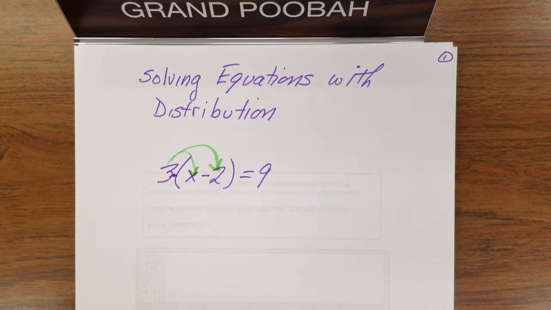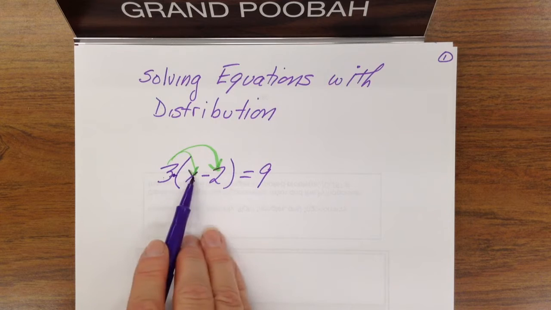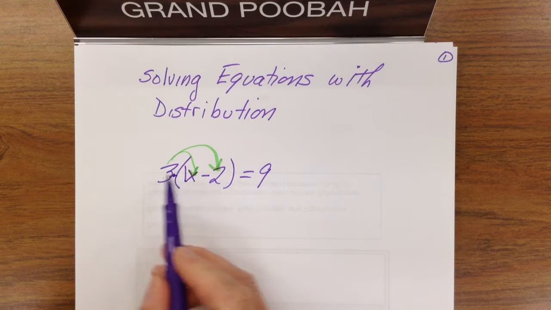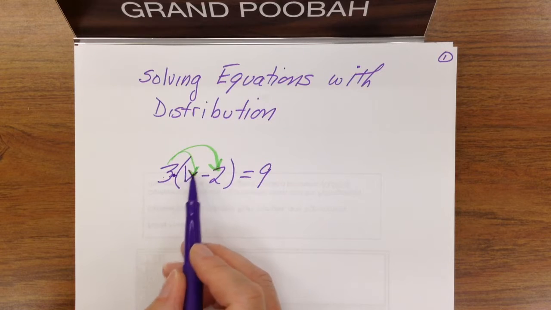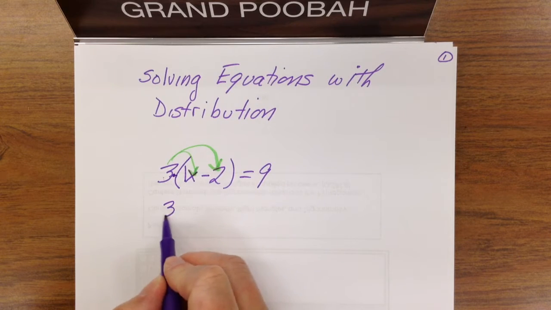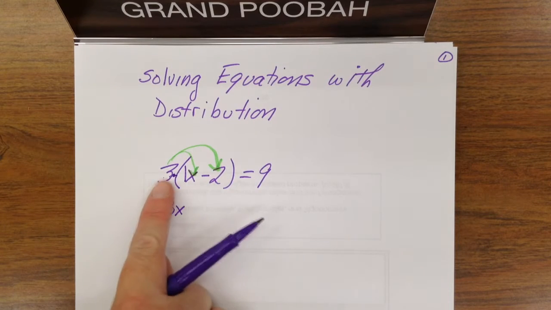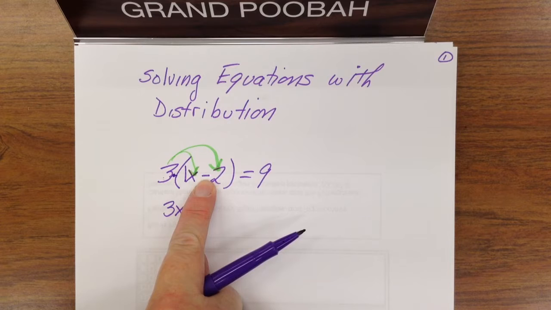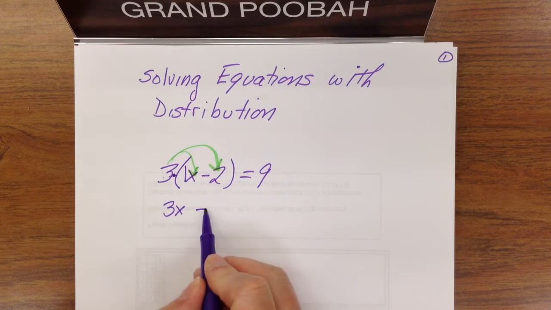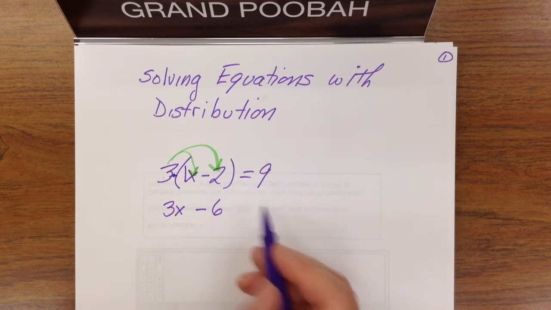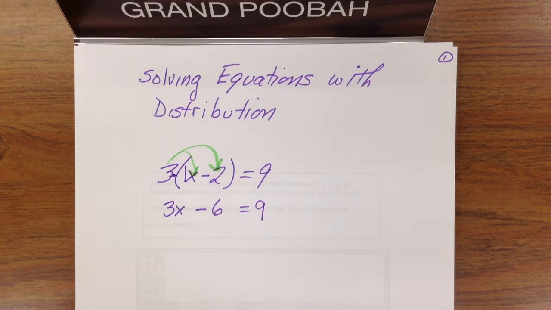So let's take a look. How do we multiply a 3 times an x? Well, there is an understood coefficient of 1 here, and we multiply the 3 times the 1, and the x comes along. When we multiply, it doesn't matter if they're like terms or not. You can multiply anything you want. 3, look at the sign, times -2, -6. What about the 9? Bring it down now.